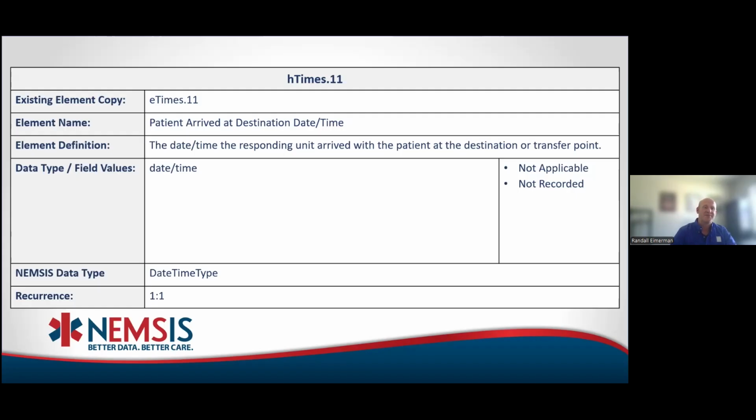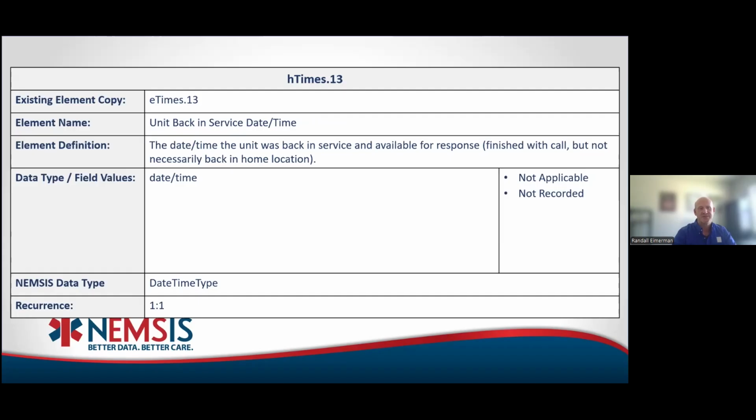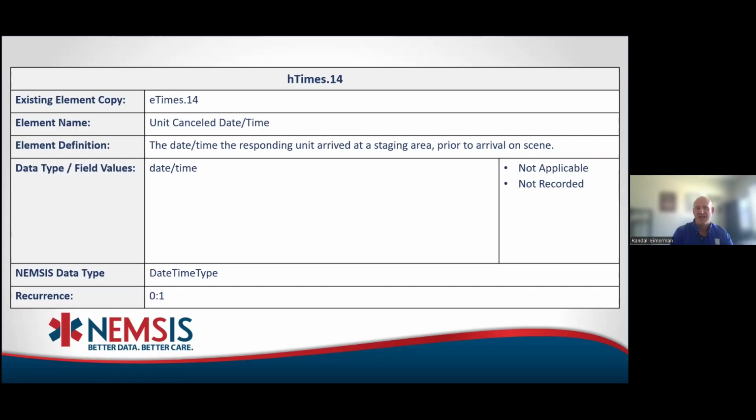Next data element, HTimes11. Patient arrived at destination date time. Recurrence is 1 to 1. We have HTimes12. The destination patient transfer of care date time with a recurrence of 1 to 1. HTimes13, the time the unit was back in service, date time. Once again, a recurrence here of 1 to 1. Next element is HTimes14. Element name was the unit canceled, date time. Recurrence here is 0 to 1.